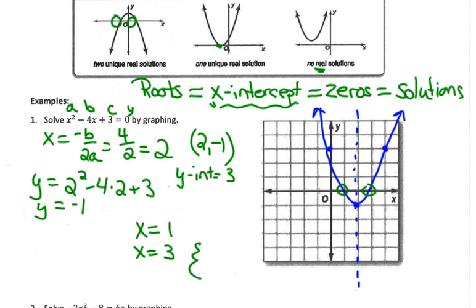Just like when we solve them by graphing, we do need to put those into our set notation, our fancy brackets. So those are your solutions, your roots, your x-intercepts, your zeros. All mean the same thing.